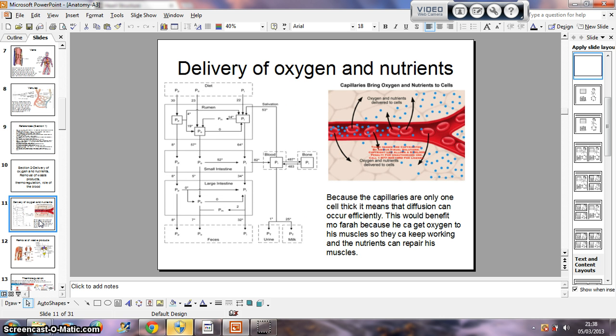Delivery of oxygen. Oxygen enters the lungs and is picked up by the hemoglobin in the blood. It is then carried by the pulmonary veins back to the heart, where it is pumped around the body and eventually enters the capillaries. In the capillaries, the diffusion of oxygen through the capillary walls can occur. The oxygen can now be used in cellular respiration. So that's how oxygen gets delivered.